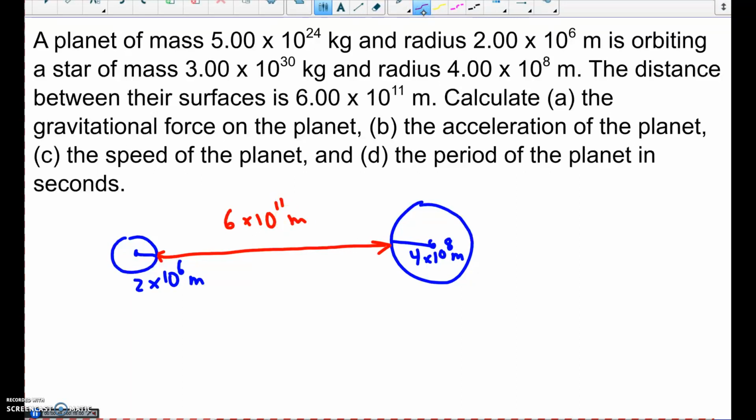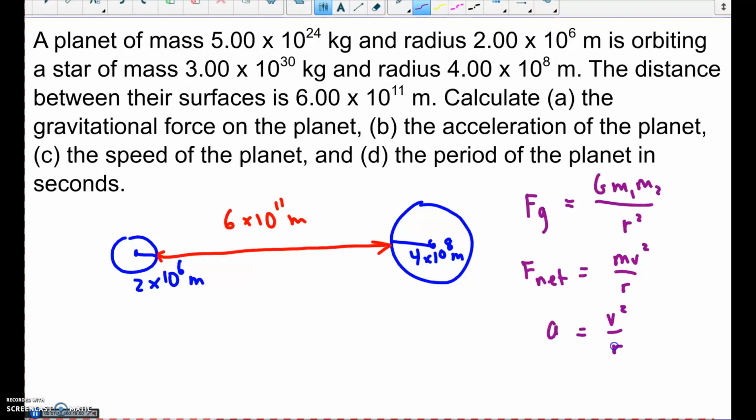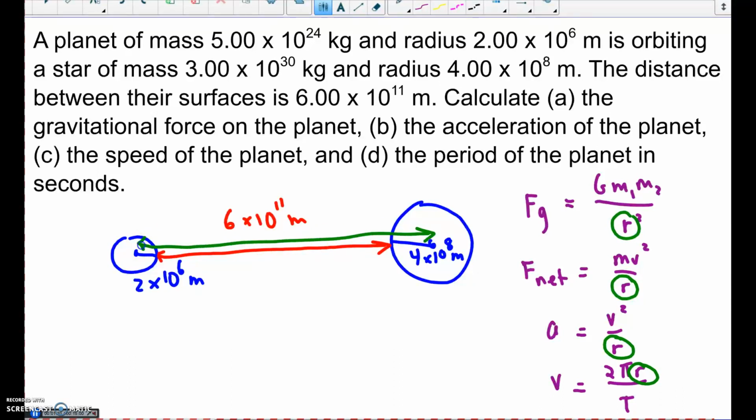So Newton's law of universal gravitation says that these objects are attracted, and the equation there for their force of attraction, the gravitational attraction, is this. We also are familiar with this equation, and this equation, and then there's the speed equals 2 pi r over t. And the thing I want to point out is that each equation has an r in it, and every single r is the same exact thing. It's the distance from the center of one object to the center of the other.